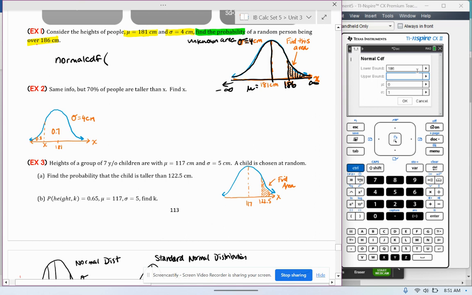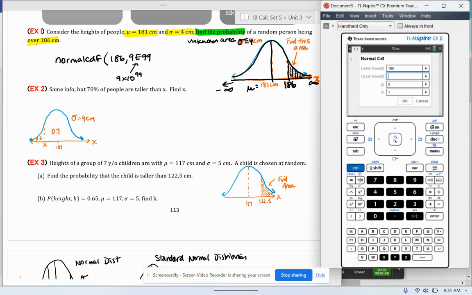Okay? So the way we would put positive infinity in our calculator is we would do 186, and then you do 9 times e to the 99, or it would really be like this if you were doing it in scientific notation, but your calculator abbreviates it as e. Just know that on the IB exam, you can't write e. You have to write proper scientific notation if you're using it for something. So we have 9 times e to the 99. That's our upper bound because it's going towards infinity.